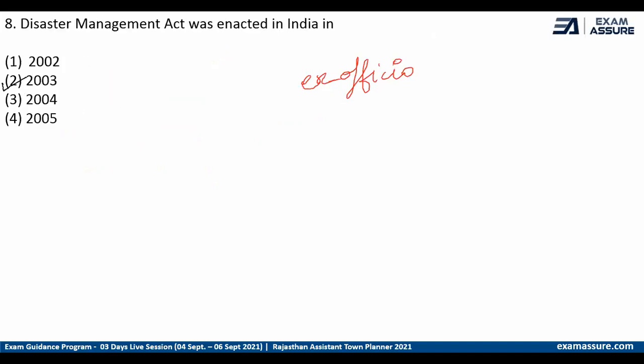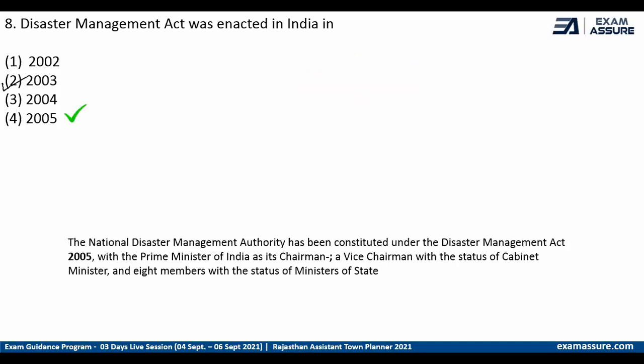The Disaster Management Act was enacted in India in which of the following years? If you have seen the act, it is 2005. We also need to remember the years for certain acts. That is also something you should focus on while you're reading the acts. At least see the year of the latest implemented version of whatever policy or act we have.